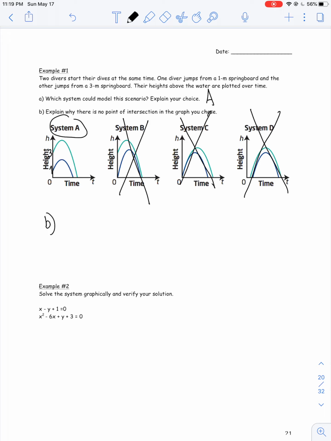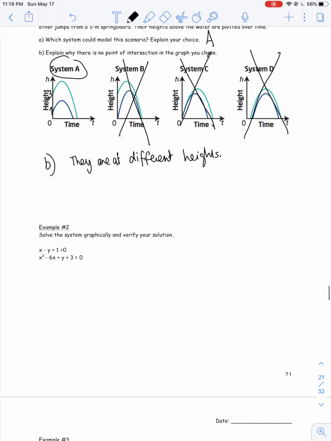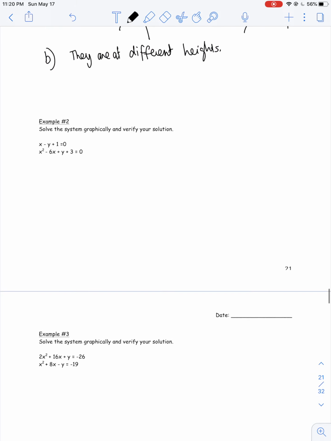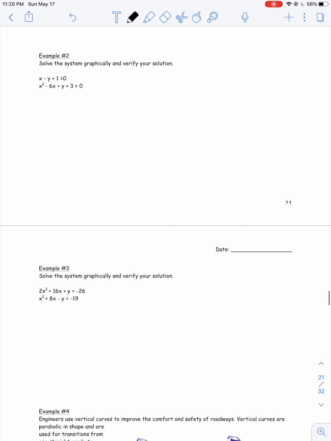So explain why there's no intersection. Well, there should be no intersection because they're at different diving board heights. Okay, so if you're at different heights, you're going to reach the water at a different time.